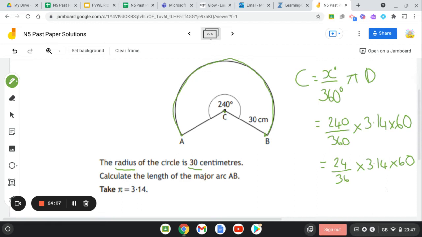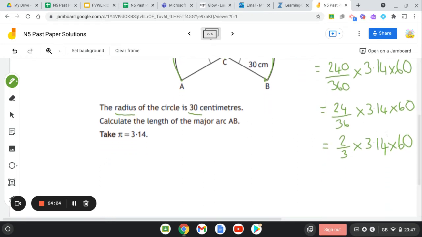Now hopefully you then see that 24 and 36 are both multiples of 12, so both can be divided by 12. So you've got 2/3 times 3.14 times by 60. Now the next difficult bit is to times by a decimal, that 3.14. So remember, it doesn't matter the order that you times in. So you could do 2/3 of 3.14 first, or you could do 2/3 of 60 first.